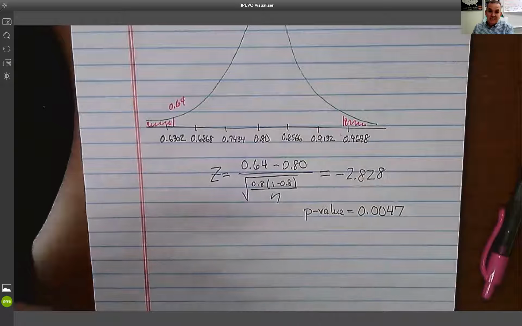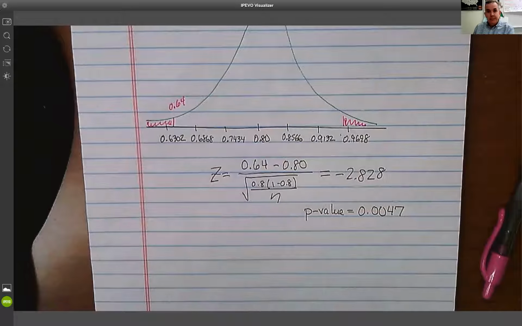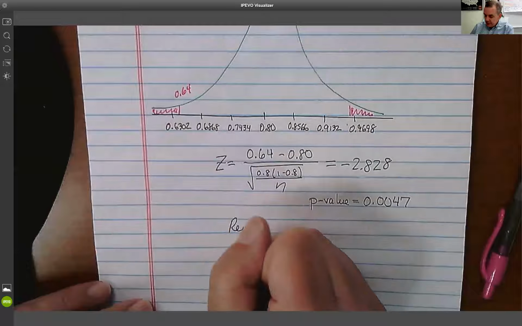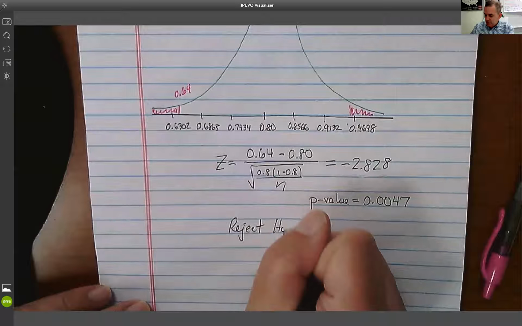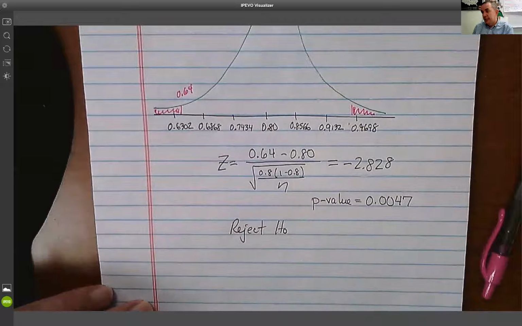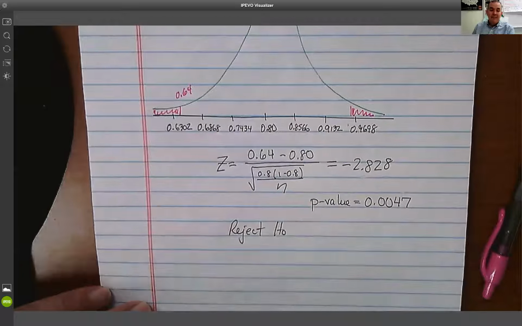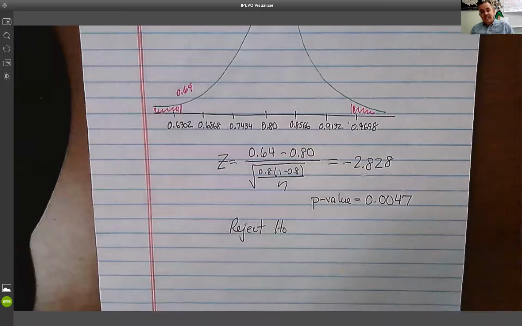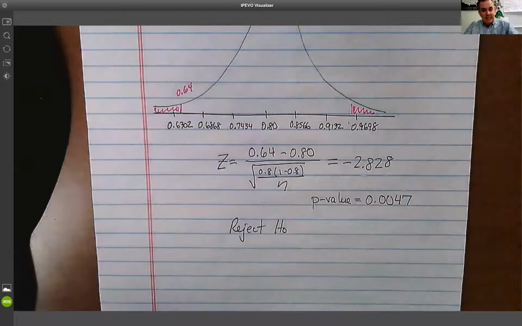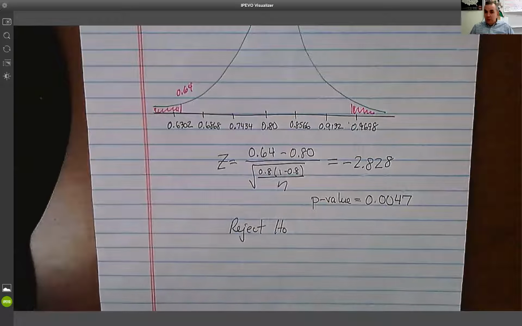So what this tells me is I may have evidence to question Mr. Micah's claim. This is evidence to say that I'm going to reject the null hypothesis. I'm going to reject his claim that he's an 80% free throw shooter. I have evidence to support that he's not, that he's something other than an 80% free throw shooter. Most likely he's worse given the number being low, but since I'm doing a test of whether it's different, I don't need to say whether it's higher or whether it's lower. So that's the idea of where we're moving.